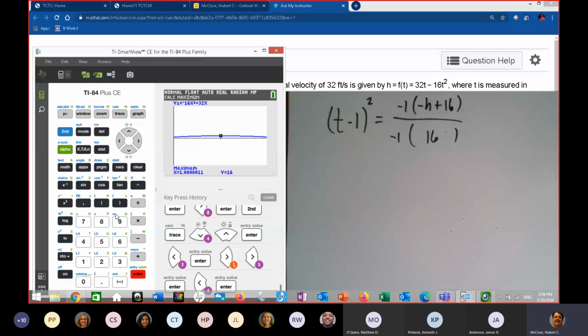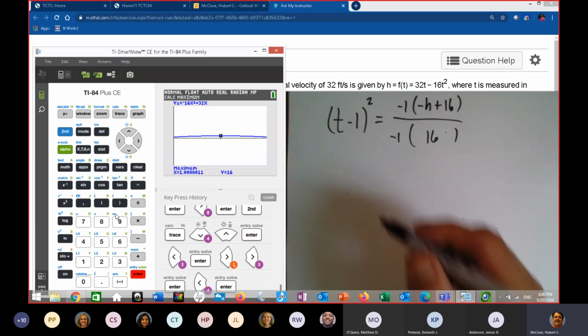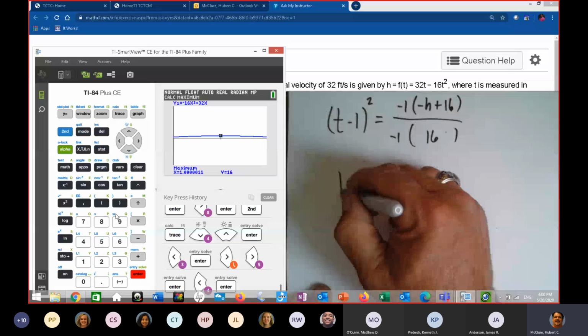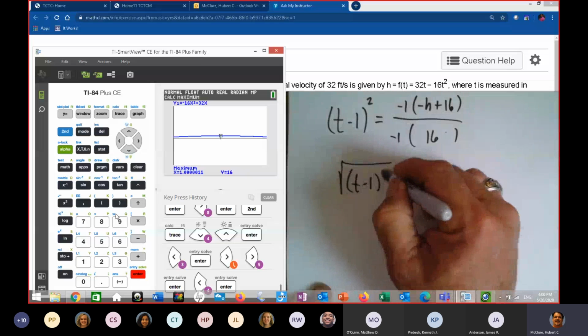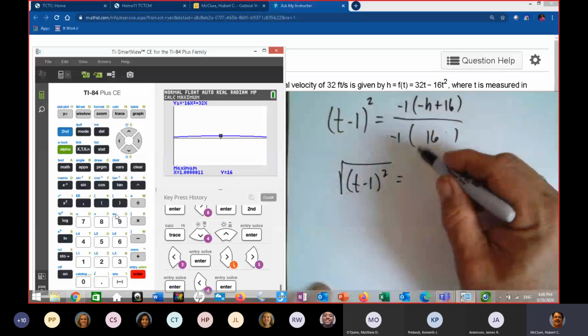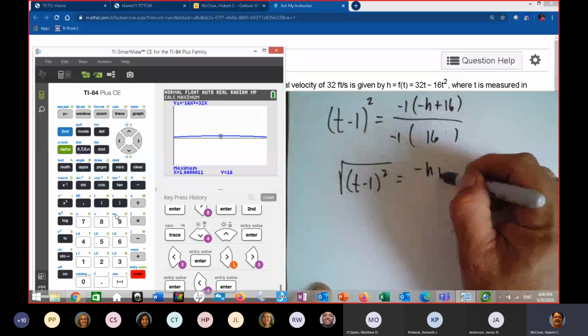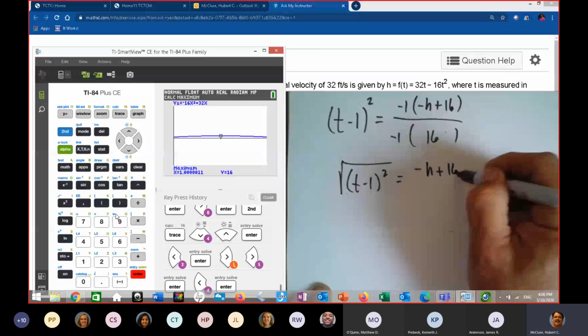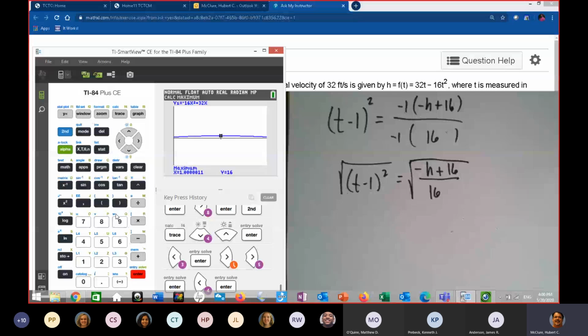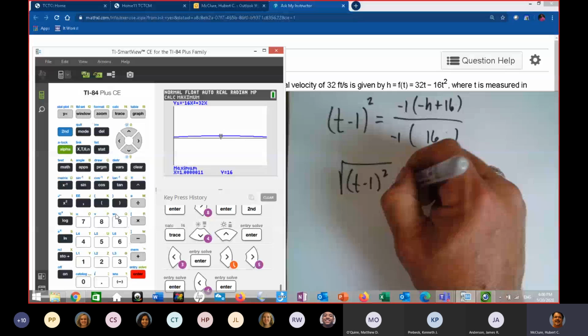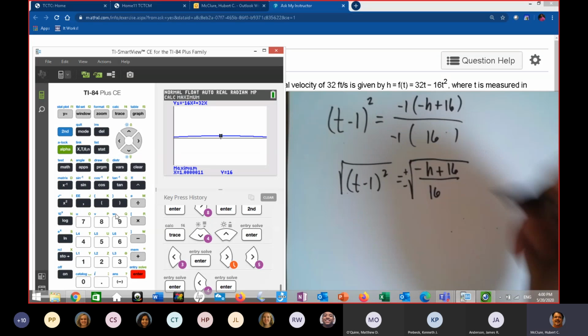So now I'm going to take the square root of both sides. And that's going to give me negative h plus 16 over 16. And I'm going to take the square root of that. Now, anytime you take the square root of something, you're going to get a positive or a negative, right? But I've got a negative right here, and I'm going to factor that negative out after I take the square root, and that's going to change this to a negative and a positive. Okay, so just take my word for it, okay?